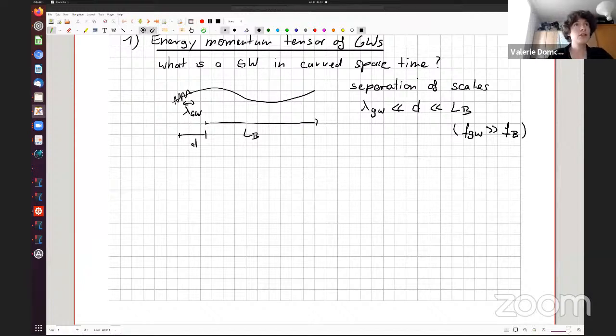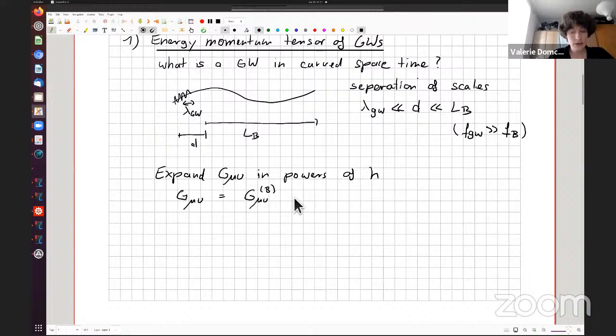And so now with this definition, we can try and get to this question about what is the energy momentum tensor. And to do so, I want to expand G_mu nu, so the left-hand side of the Einstein equation, in powers of h. So yesterday we did the first order, right? But of course we can continue this game. So the full G_mu nu is the G_mu nu of the background plus the G_mu nu which is first order in h, plus the G_mu nu which is second order in h, plus and so on and so forth.